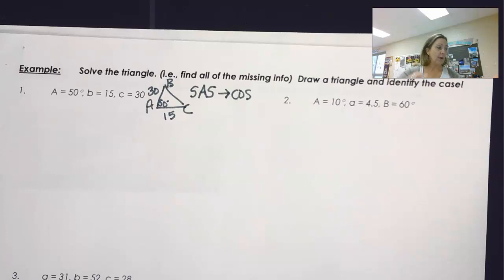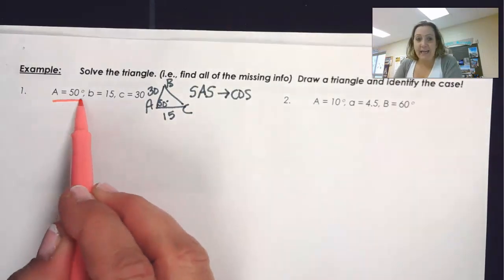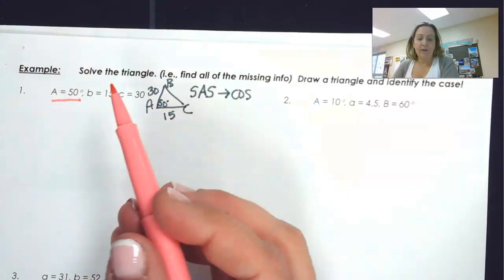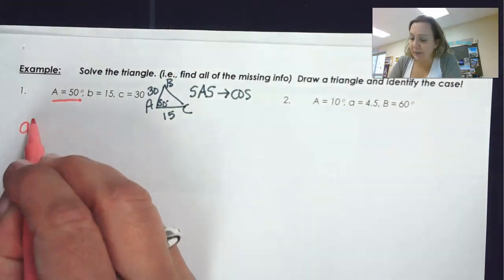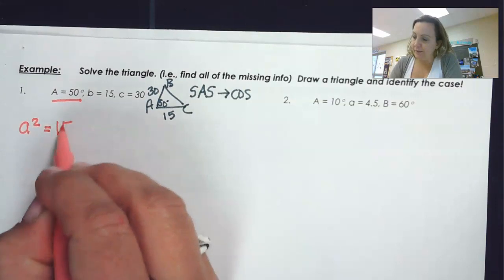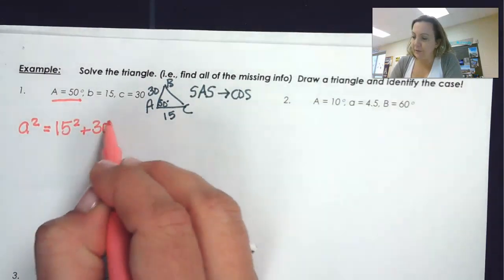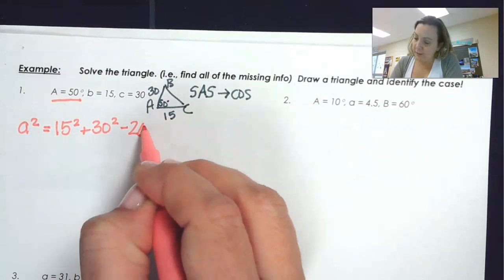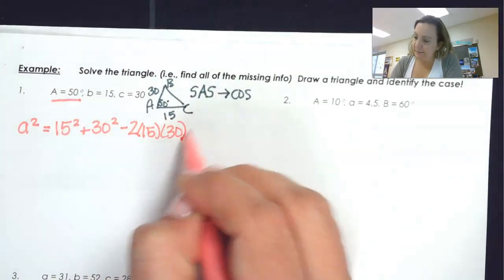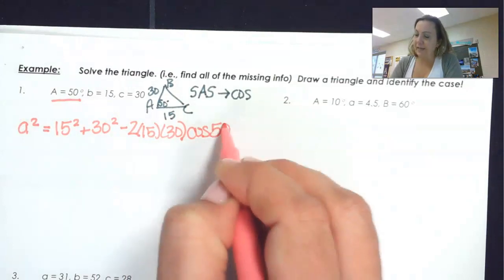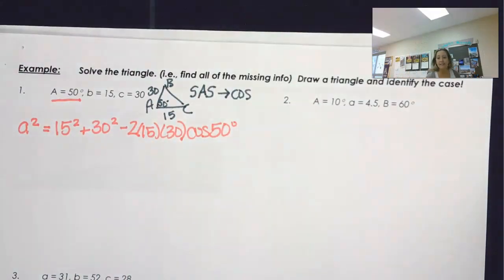Okay. So I see that I can't use the law of sines, so I'm going to have to use the law of cosines. And I see that I have angle A, so I'm going to use the form of the law of cosines involving angle A, which is going to be a squared equals b squared plus c squared minus 2bc times the cosine of angle A, which is 50 degrees. Now, what's nice about this is that everything is on the right side of the equation, so I can just punch that in.